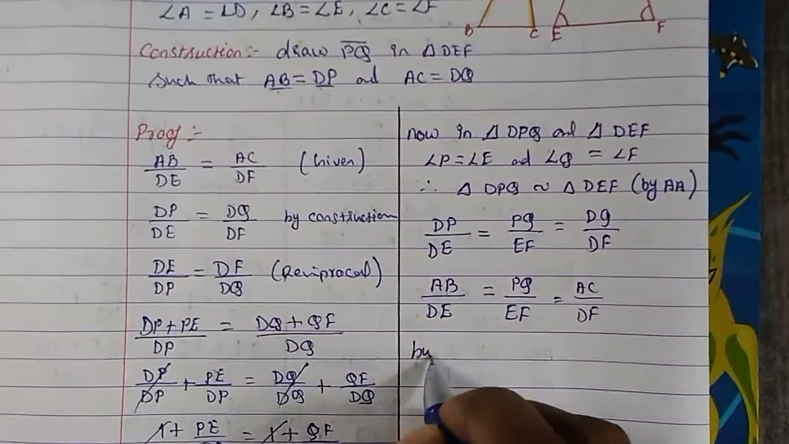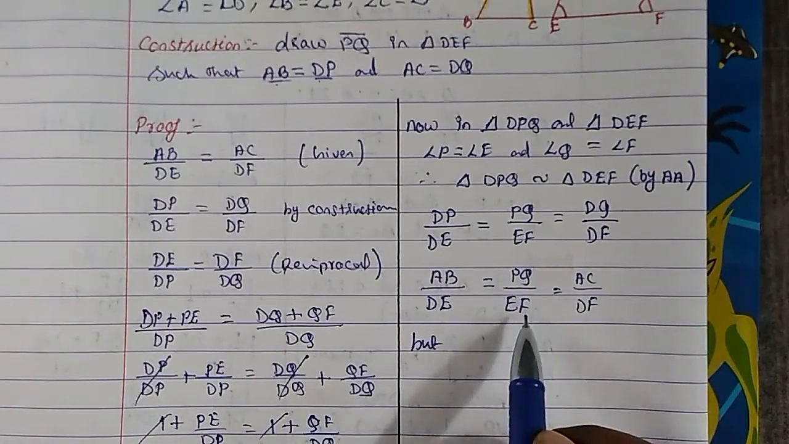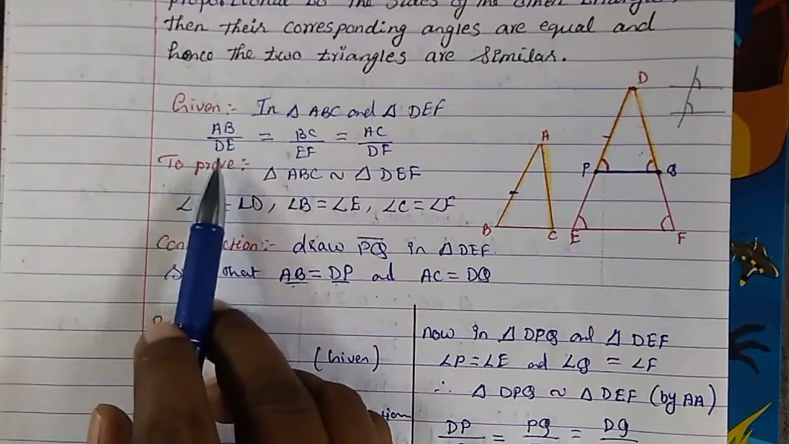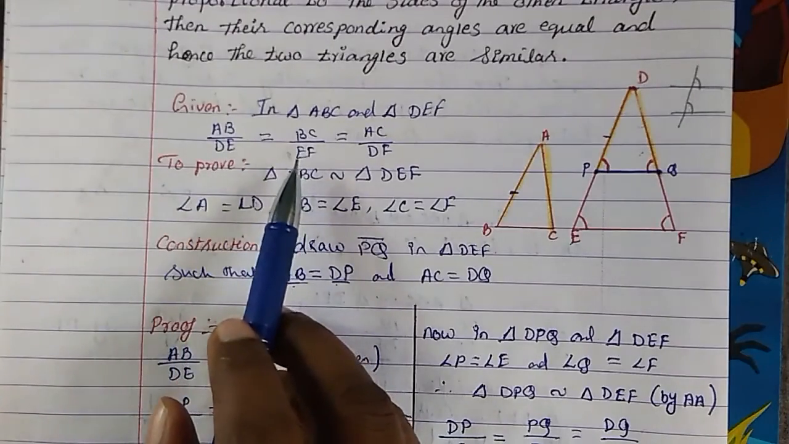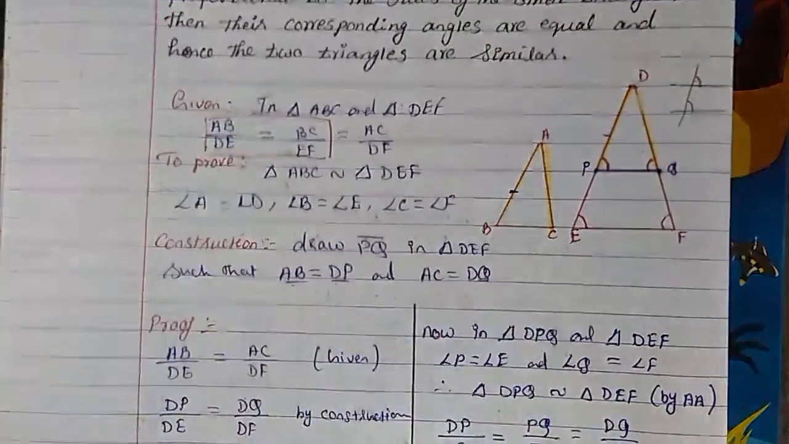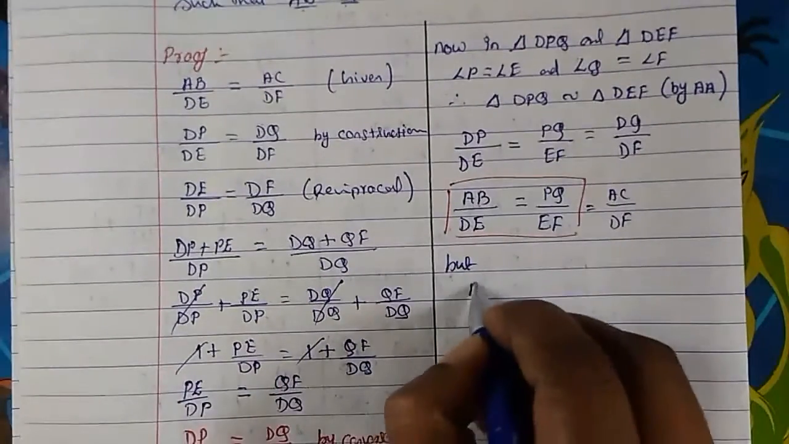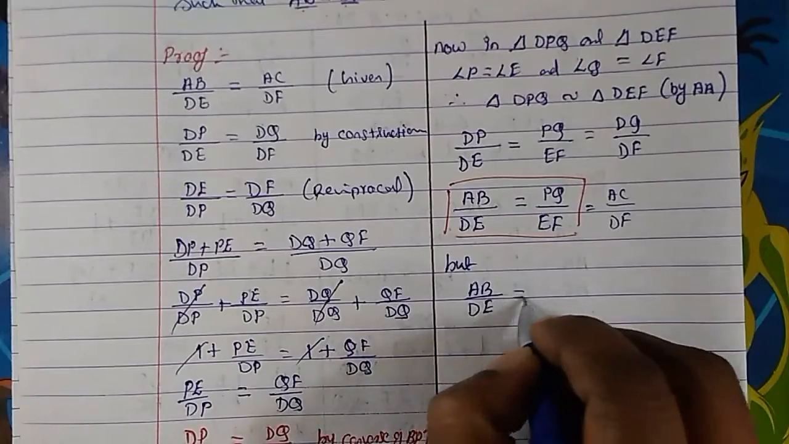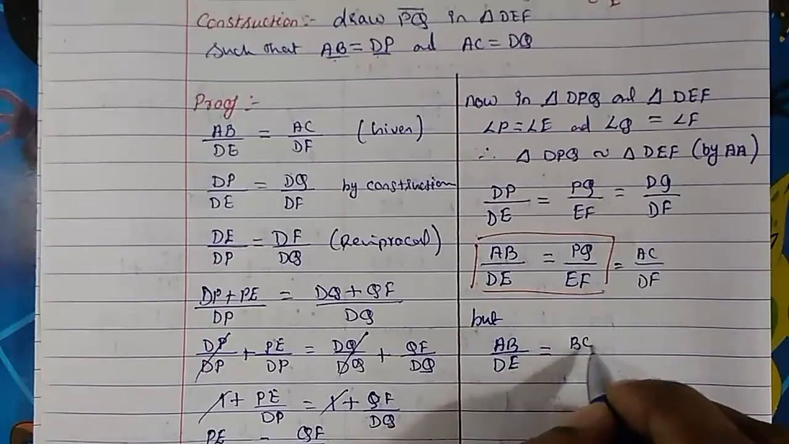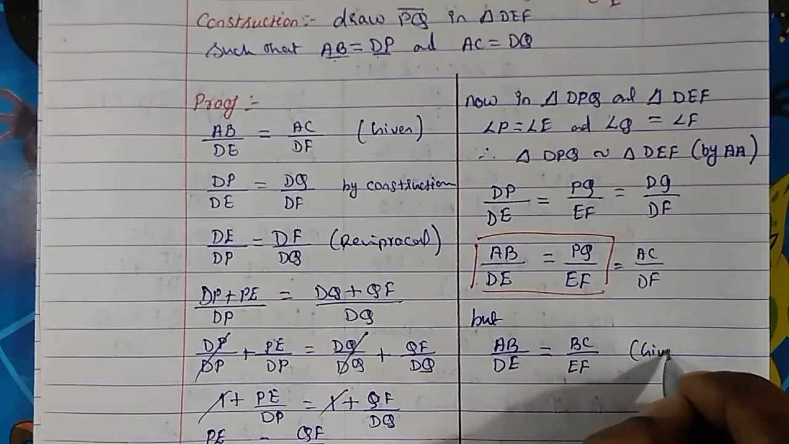But now we have proved that AB upon DE is equal to PQ upon EF. But what is AB upon DE actually, what is given to us? AB upon DE is equal to BC upon EF. So let's take this now. Okay, so AB upon DE is equal to BC upon EF. This is given to us.